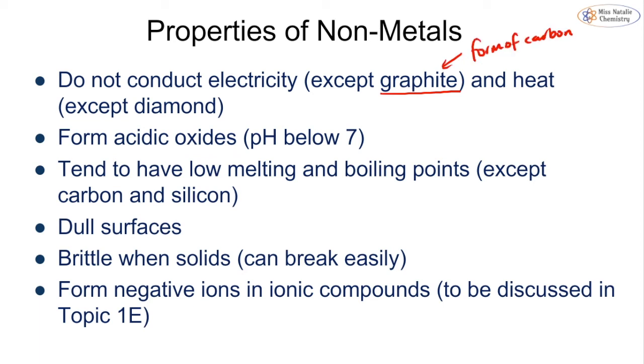And again, you'll learn more about why that conducts electricity when you look at covalent bonding, which is topic 1F. You will look at the fact that non-metals also form acidic oxides, which give you a pH below 7. They tend to have low melting and boiling points, with the exception of carbon and silicon. They tend to be quite dull, they're quite brittle, and this time they're going to form negative ions in ionic compounds. And again, this will be discussed further when you look at ionic bonding.